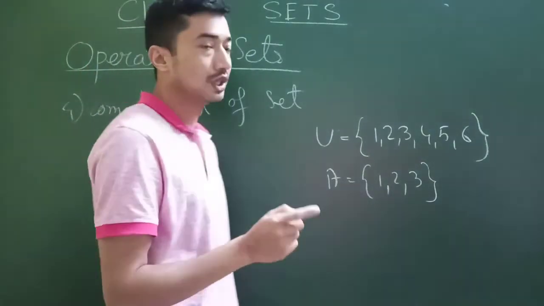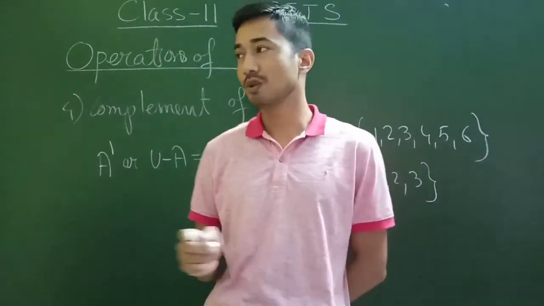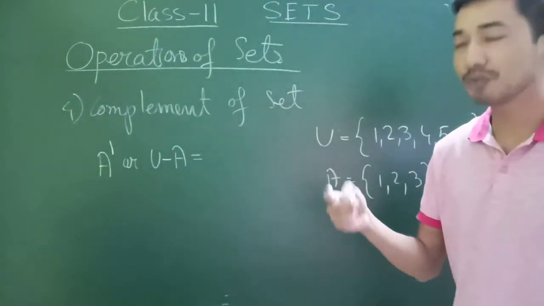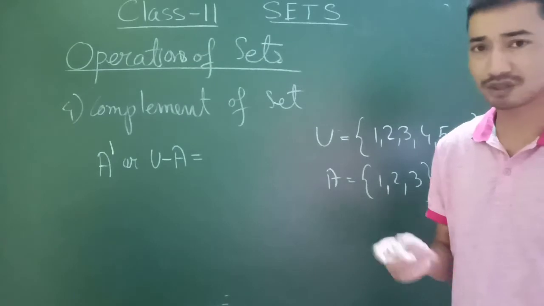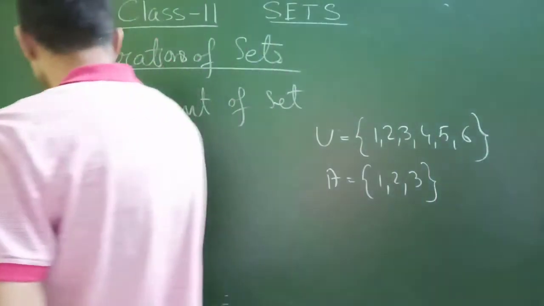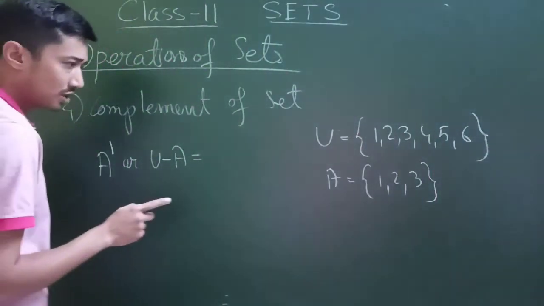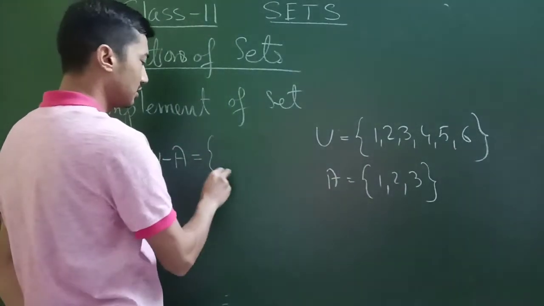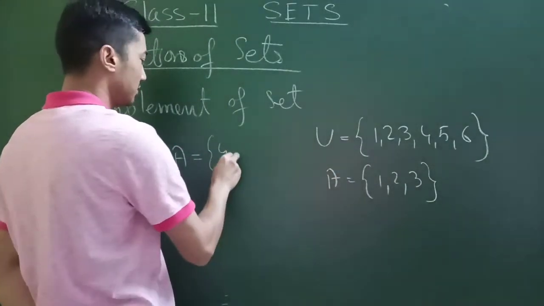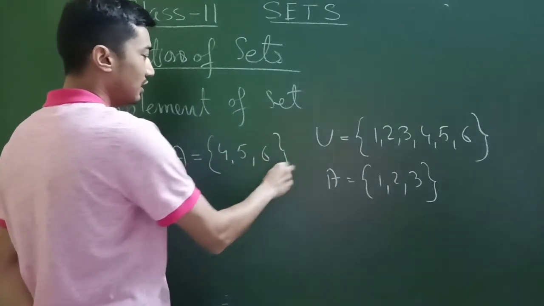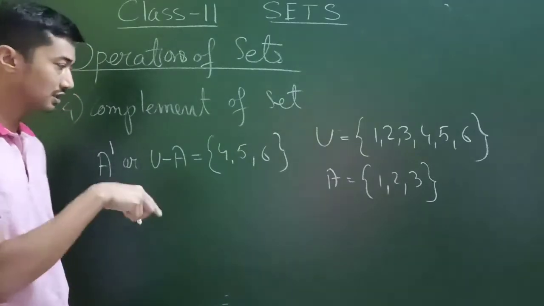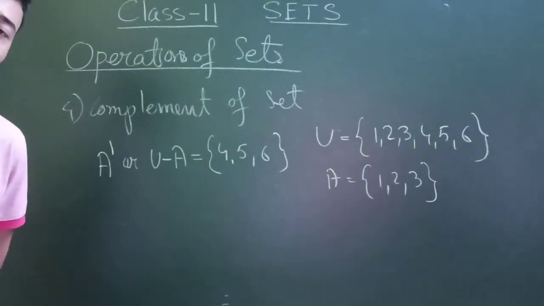So that means to get a complement of a set, you need the universal set, or you need a bigger set. Then only we can compare with that particular set. Otherwise, it's not possible. So A complement will be all the elements which are not in the set A, the opposite of A. So that's going to be, 1, 2, 3 gone, so that means 4, 5, 6. These are all the elements which are not in A. That's simply meant by complement of a set.